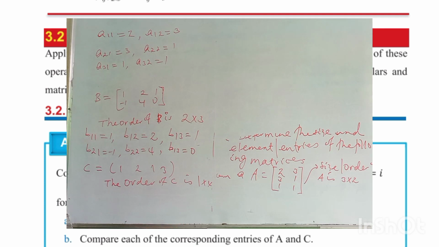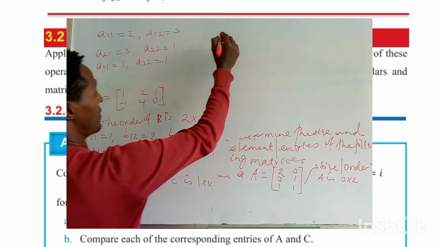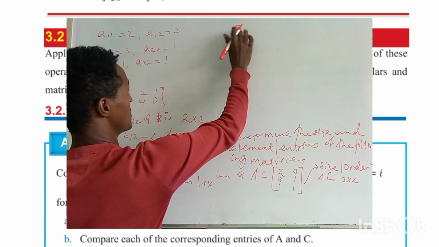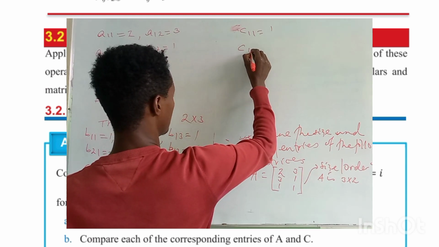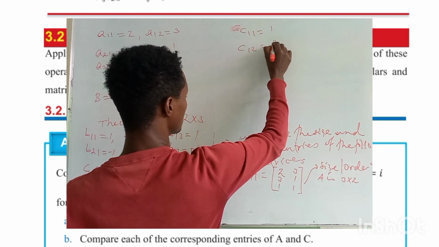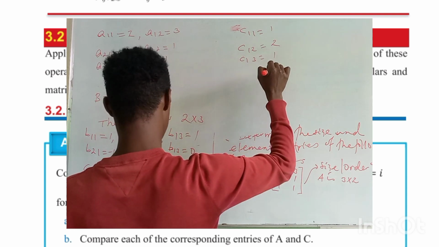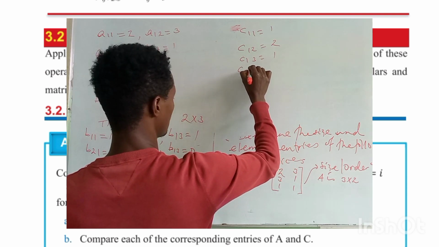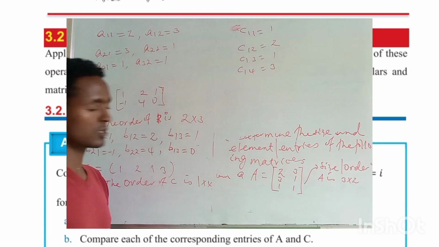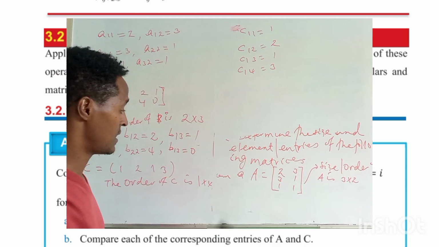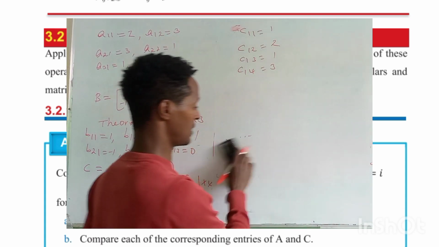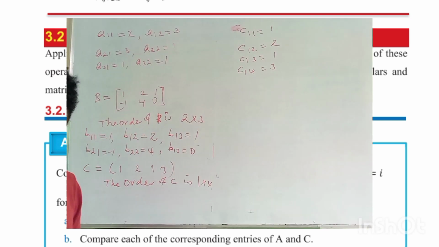So let us see the elements of C. The first entry is C11, which is 1. C12 is 2. C13 is 1. And C14 is 3. So these are the entries of matrix C. Finally, you can go through questions D and E, and they are left for you as an assignment. Let us see question number 3 and finalize today's lesson.